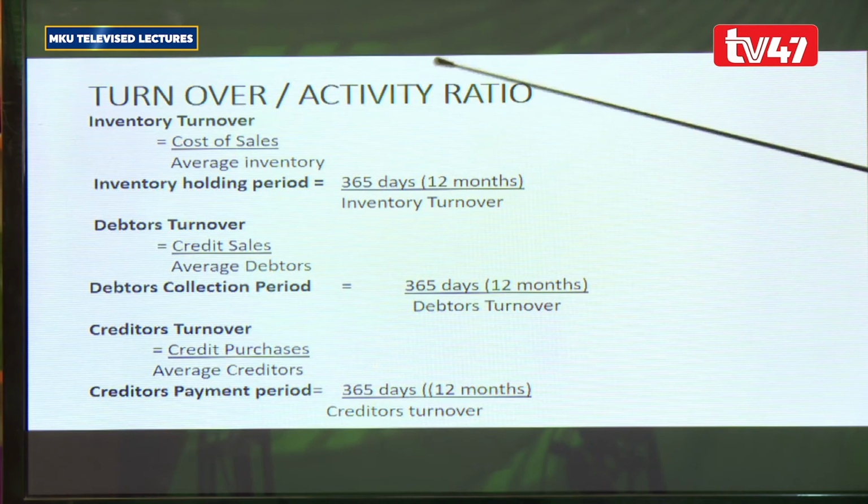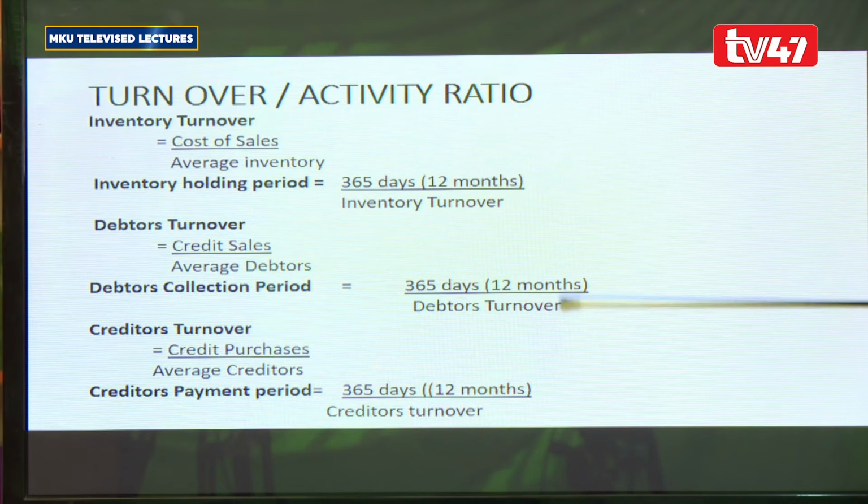Then we go to turnover ratio or activity ratio. We also refer to them as efficiency ratio. Actually, efficiency ratio normally measures the ability of the firm, or the extent to which the firm is using the resources available to be able to generate sales.